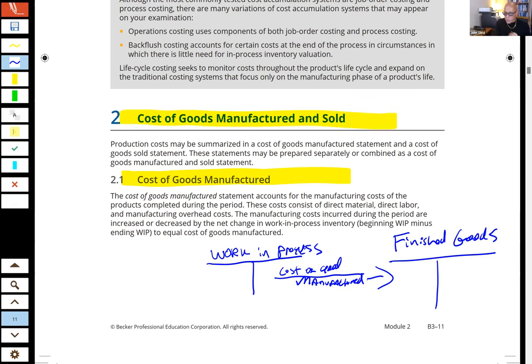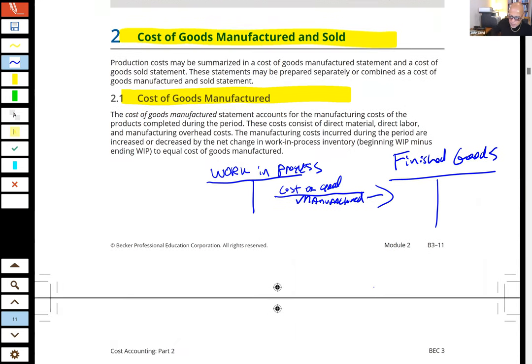Purge any other thoughts of cost of goods manufactured from your mind. It is the amount that comes out of work in process and goes into finished goods. Okay. Now, since I use T accounts there, that means the cost of goods manufactured could also be expressed as the debit to finished goods and the credit to work in process. Since I use T accounts up there, it could also be written that way.